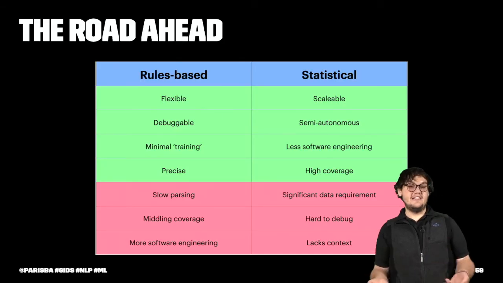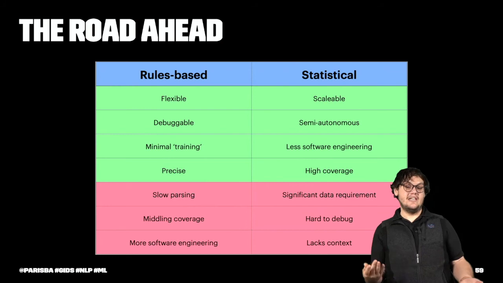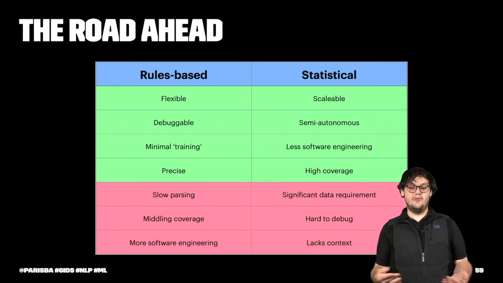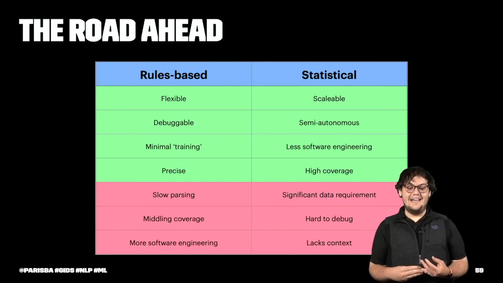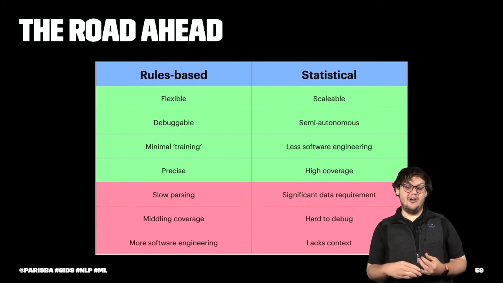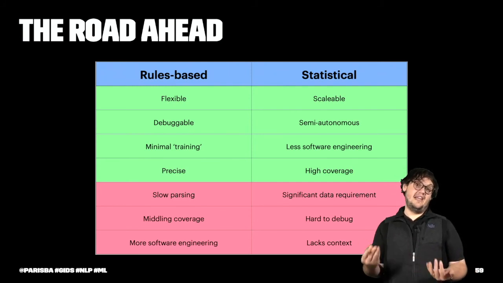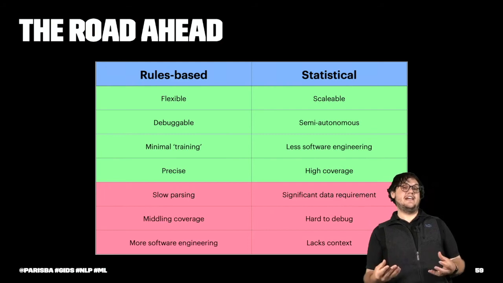The road ahead is increasingly statistical, using methods like those we looked at today. This has lots of advantages, mostly related to scaling. It scales really well. It's semi-autonomous. The computer does a lot of the work. And it requires a lot less engineering, a lot less programming. But like most deep learning methods, it's kind of hard to debug. It often lacks context, and it requires a lot of data to be sensible.